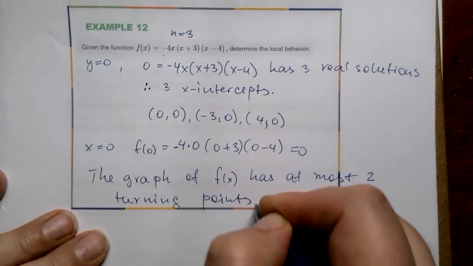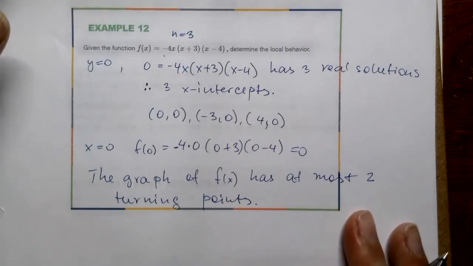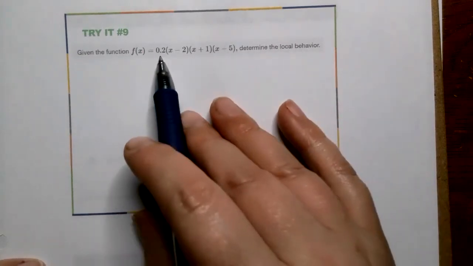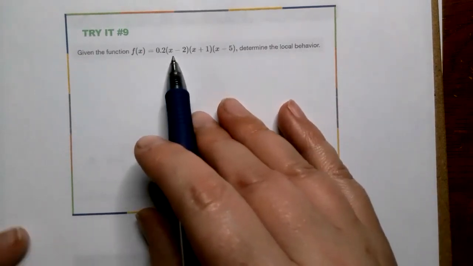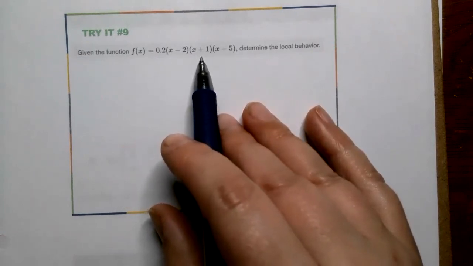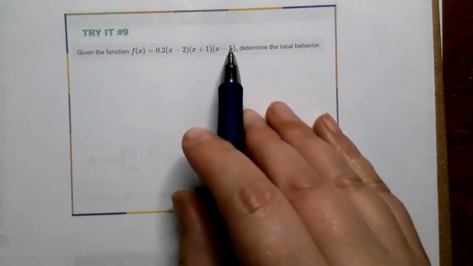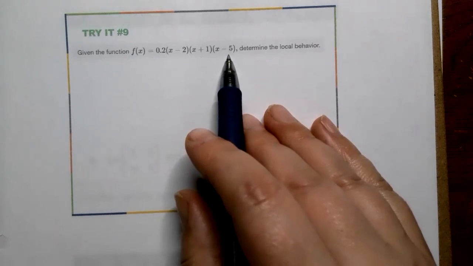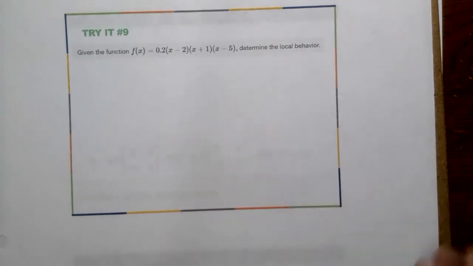Okay. I do have one problem that I would like you to try, and it's f of x equals 0.2 multiplied by the quantity x minus 2 multiplied by the quantity x plus 1 multiplied by the quantity x minus 5. Determine the local behavior: x-intercepts, y-intercept, and the number of turning points.